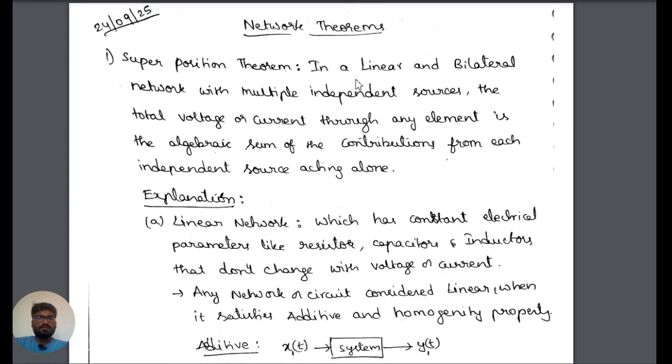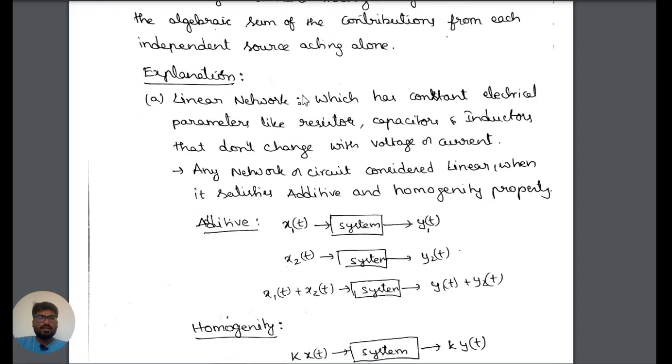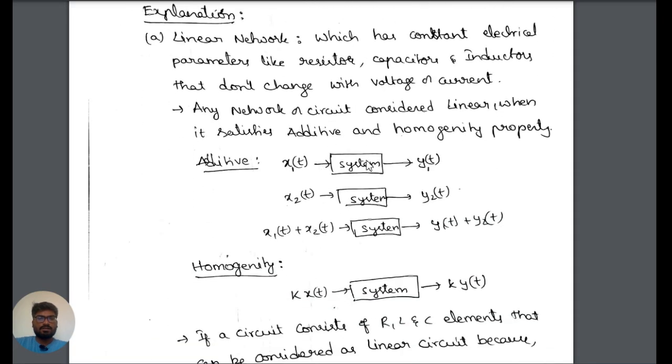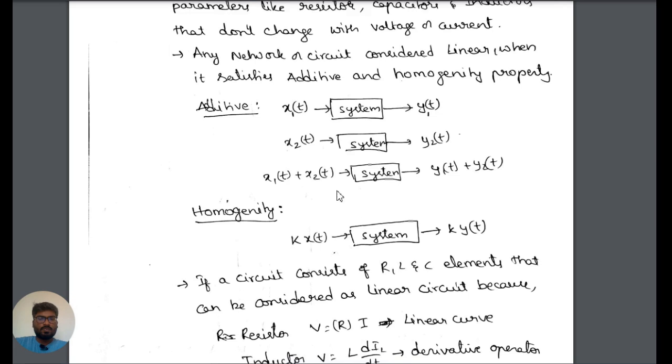First of all, this theorem is applied in a linear bilateral network. What is a linear network? A linear network means a circuit which contains only resistors, capacitors and inductors. A linear circuit or network should satisfy the additive property and the homogeneous property.